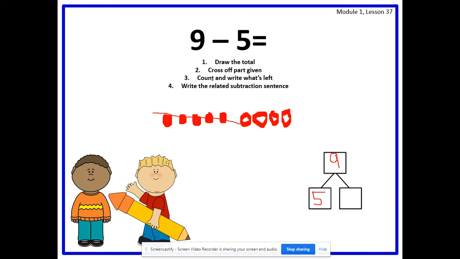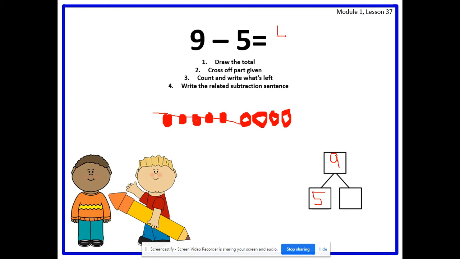Key point 3 says count and write what's left. So let's go ahead and count what's left. Count with me. Get ready. 1, 2, 3, 4. What's left? Get ready.